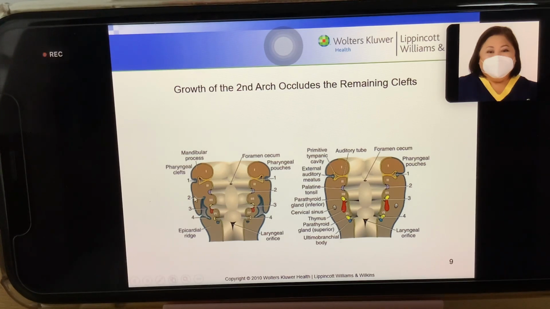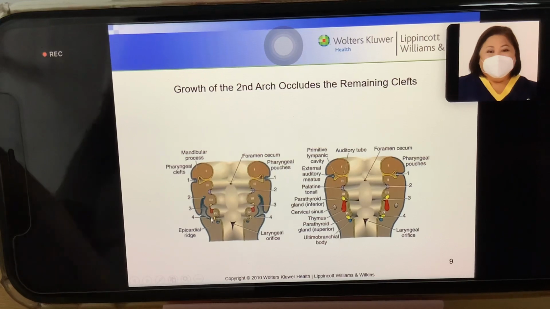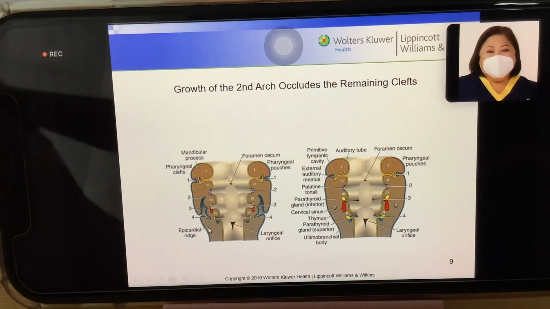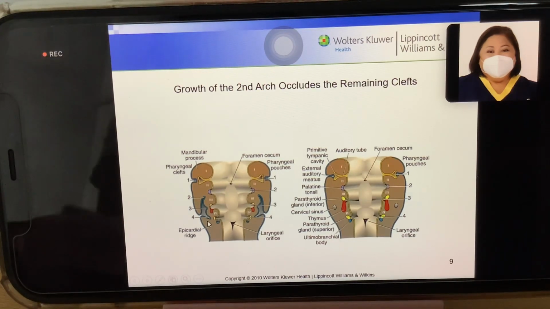Okay? The remaining clefts are obliterated by caudal proliferation and growth of the second arch that merges with another proliferation of tissues called the epicardial ridge. Okay? And sometimes this process leaves remnants of these clefts behind as a cyst or fistula. It forms a cyst later on if it remains.